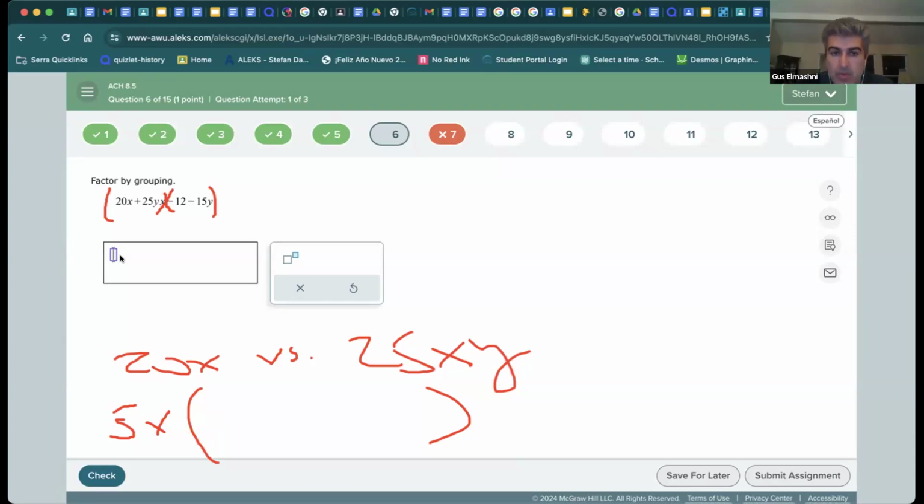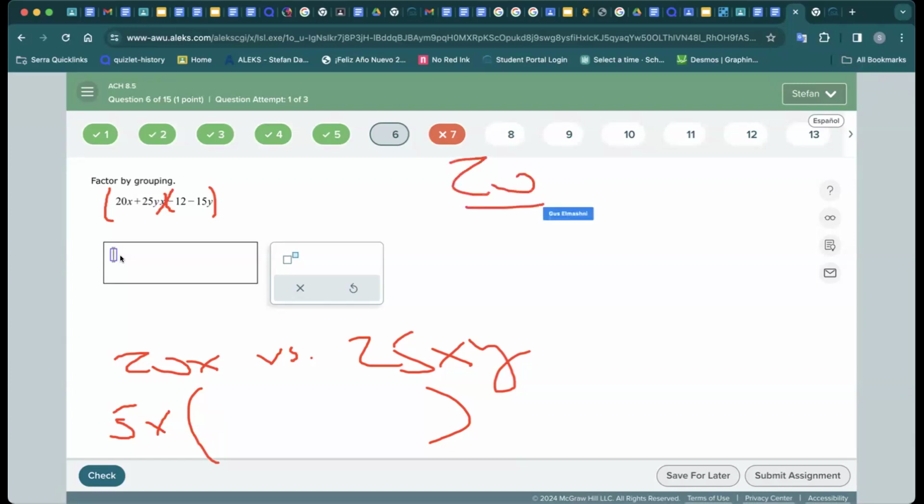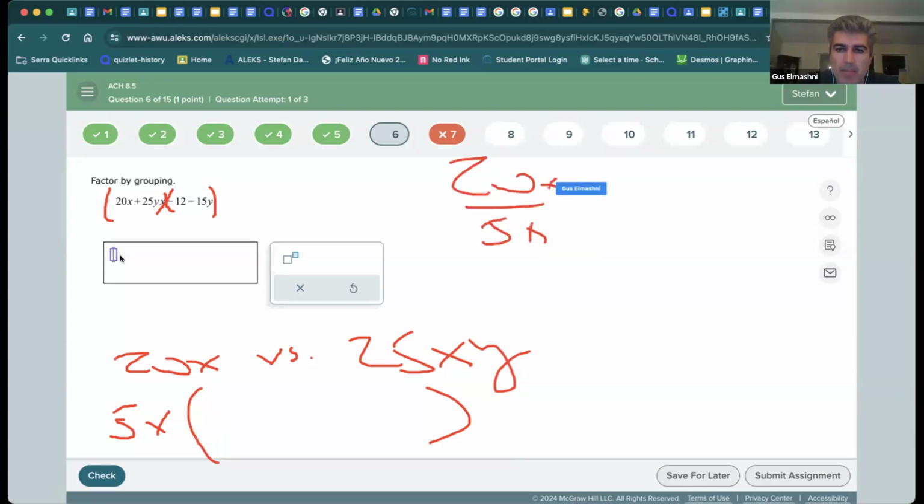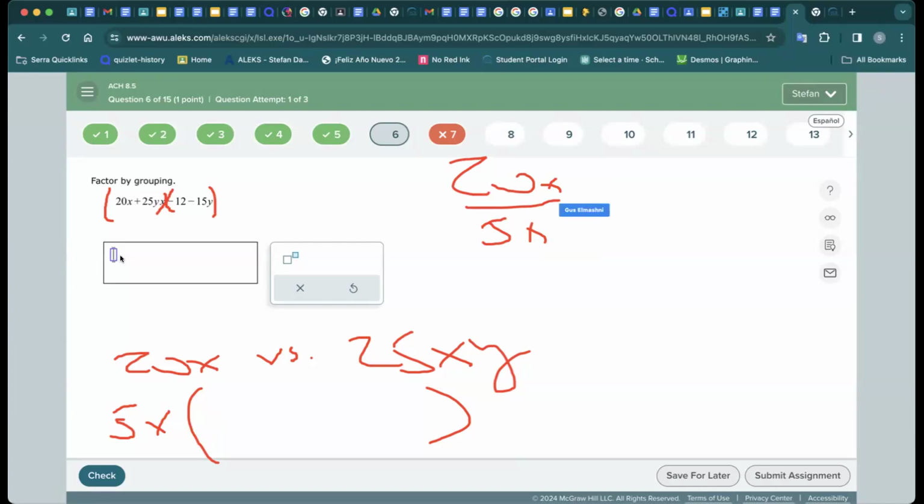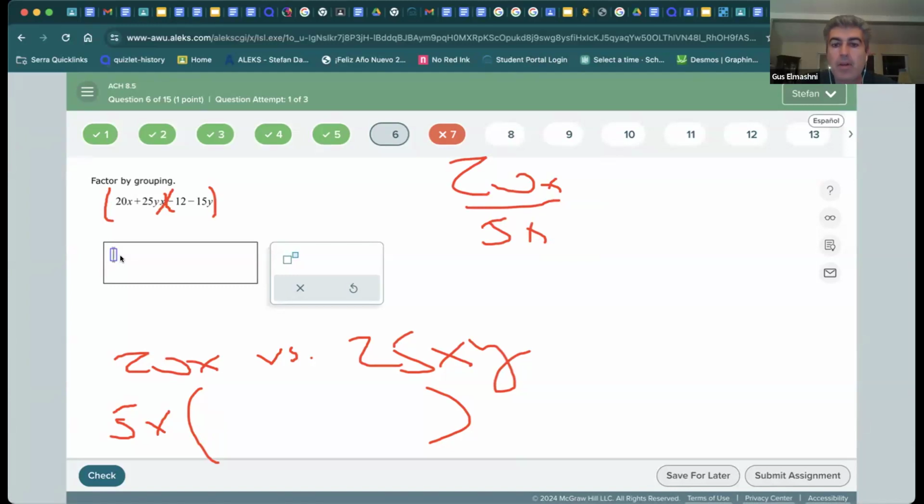Now, when you take 5x away from 20x, when I say take away, what I mean is divide. When you do 20x divided by 5x, what does that become? What's 20 divided by 5? That's all I'm asking you to do. 4x. But what happens to the x's? Because you have x over x. What's x over x?